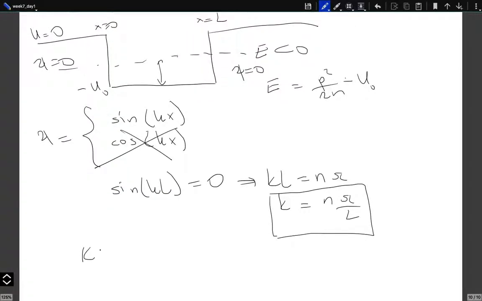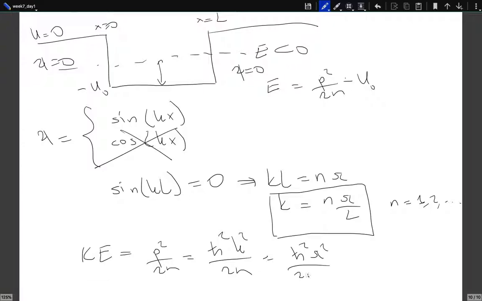Well, the kinetic energy of this particle is p squared over 2m. And note that n can be 1, 2, etc. This is h bar squared k squared over 2m. This is h bar squared pi squared over 2m L squared times n squared. This is the kinetic energy of my particle inside the box.